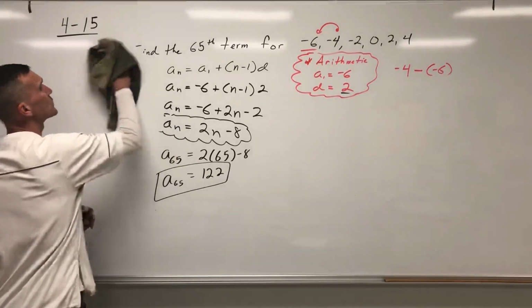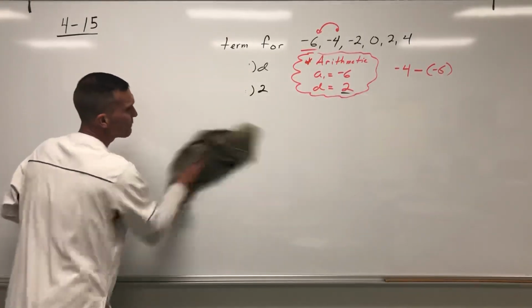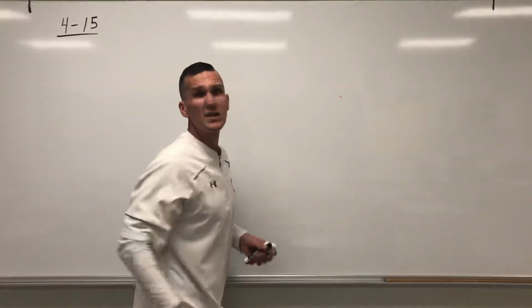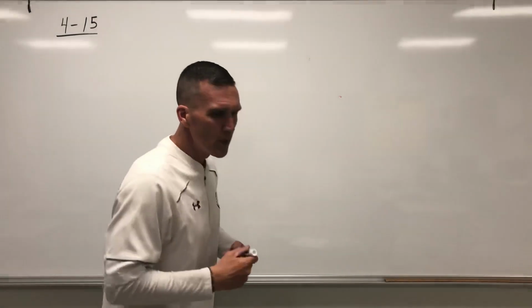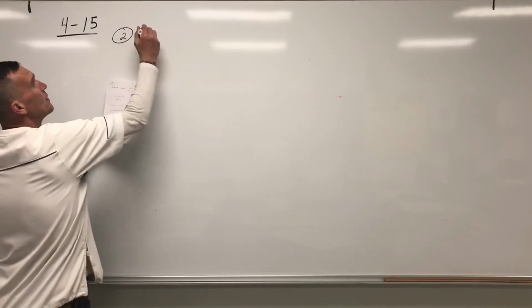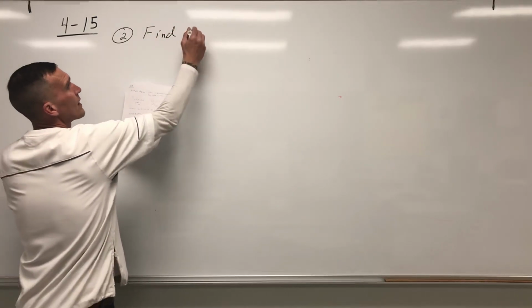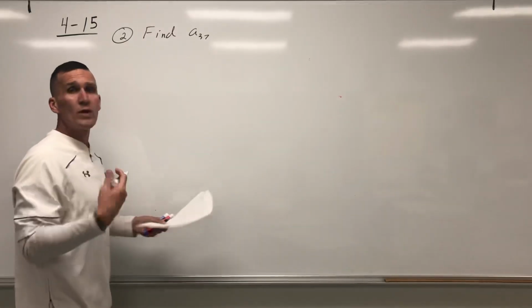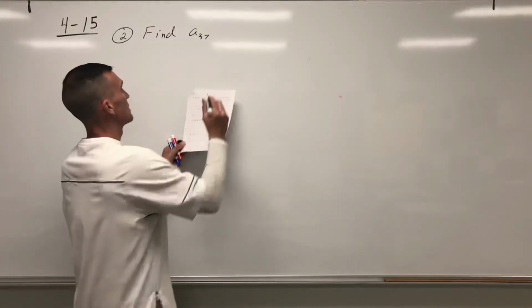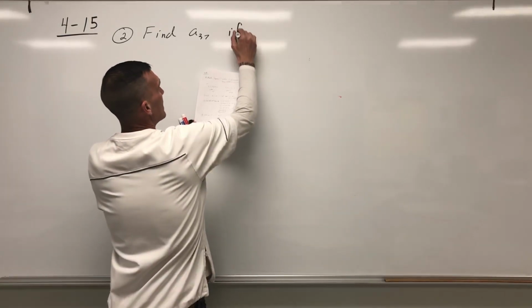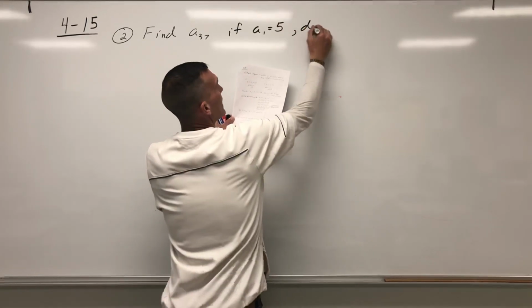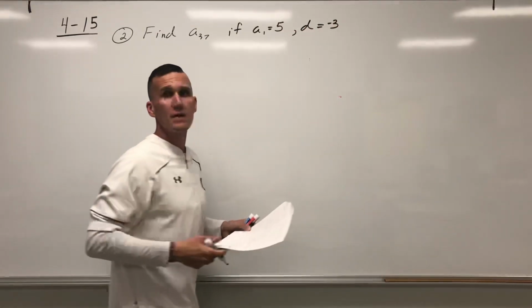Now, the next couple of things we're going to do is figure out how that formula can be manipulated with some different given information. So number 2, we are going to find a sub 37. Whenever we find a sub 37, that means the 37th number in the sequence. And we're going to be given that a sub 1 is 5 and the common difference is -3.